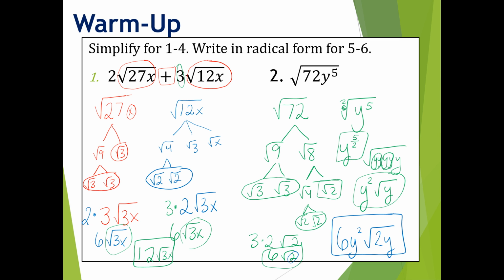So that is that. Let's see, my answers are going to come up here, but all my work is covering it. But this is the same answers that I had there. 12 times radical 3x, and then we had 6y squared radical 2y.